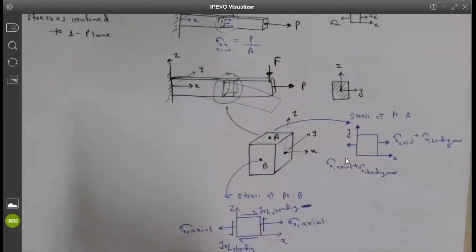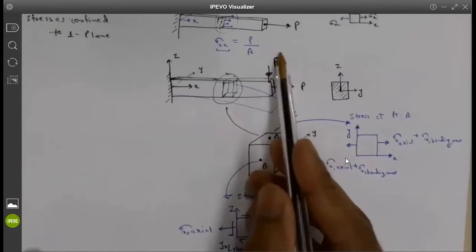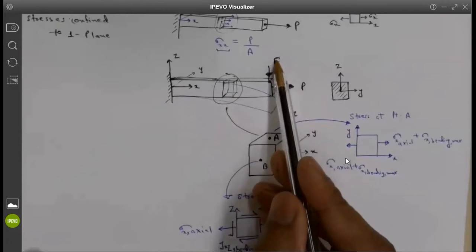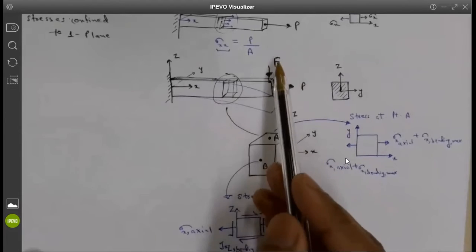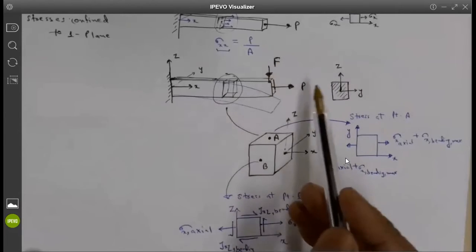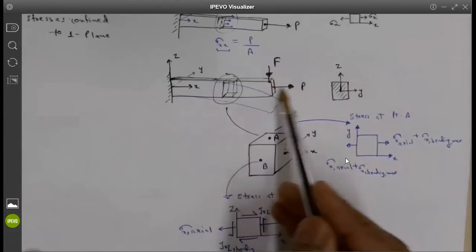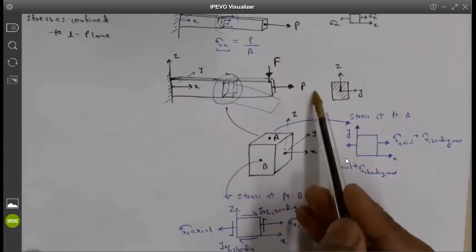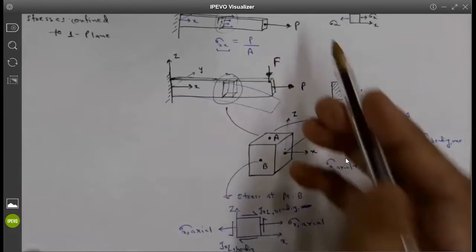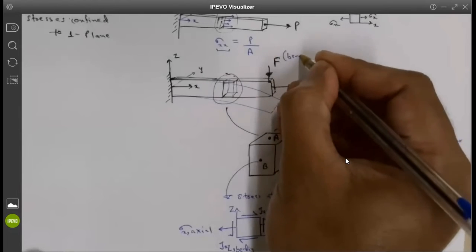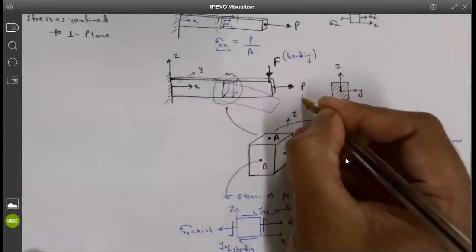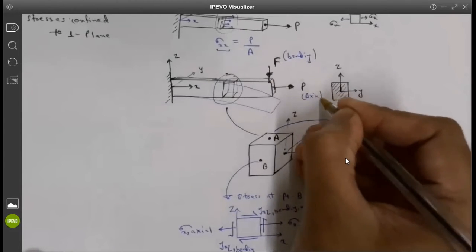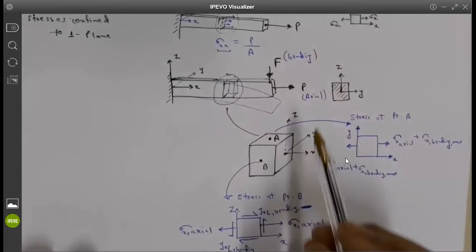So whenever you have a combination of loads like this, you have a force acting from the top, which is a bending load, and this is your uniaxial load acting in the axial direction. So you have an axial load and you have a bending load. This will cause bending, and this will cause axial stresses in the axial direction.